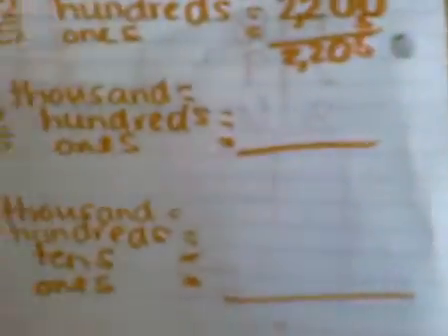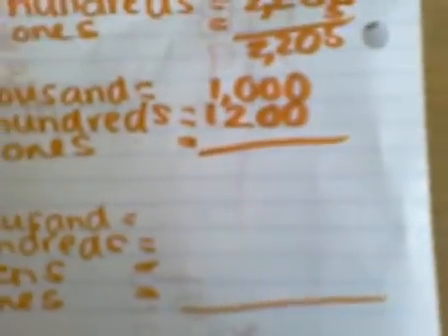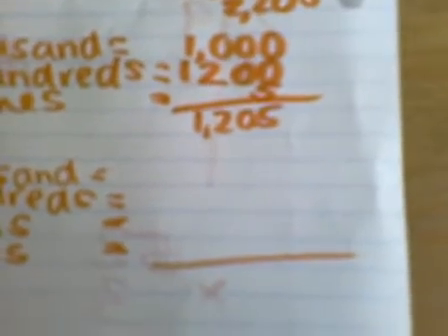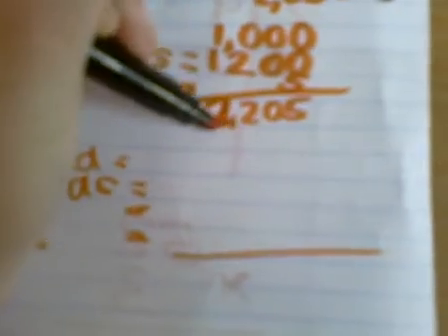Let's try C. 1,000. Well, that equals 1,000. 12 hundreds. I write my 12 and I put 2 zeros to represent my hundreds place. 5 ones. When I add that all up, I get 1,205. Oh, excuse me, I made a mistake. I should have 2 in my thousands place. 2,205. That is not what we're looking for. We're looking for 2,025. Similar numbers, but not exact.